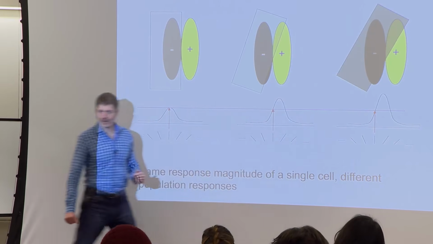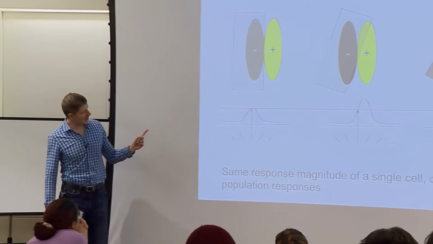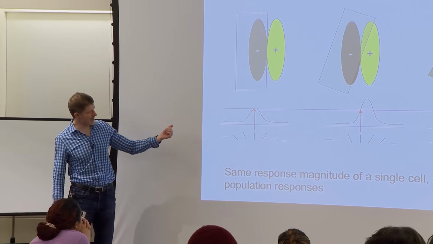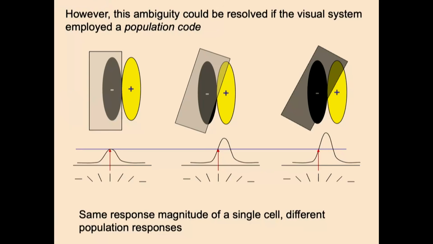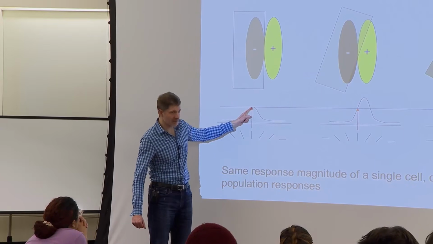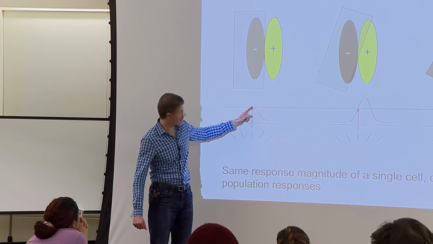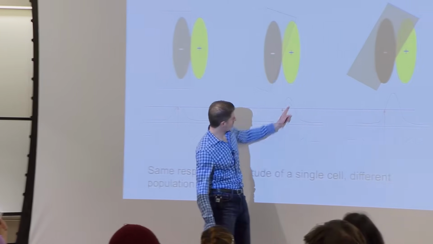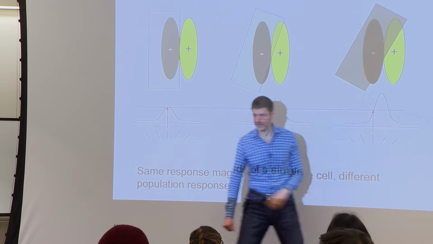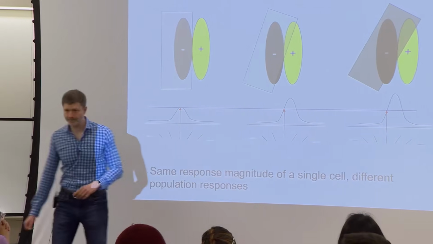However, you can also see, and this may intuitively make sense, that if you were somehow able to measure the peak response over the population, that would tell you what the orientation of the stimulus is. So here the largest response is given by the vertical neurons. Here the largest response is given by the ones that are a little bit off vertical.